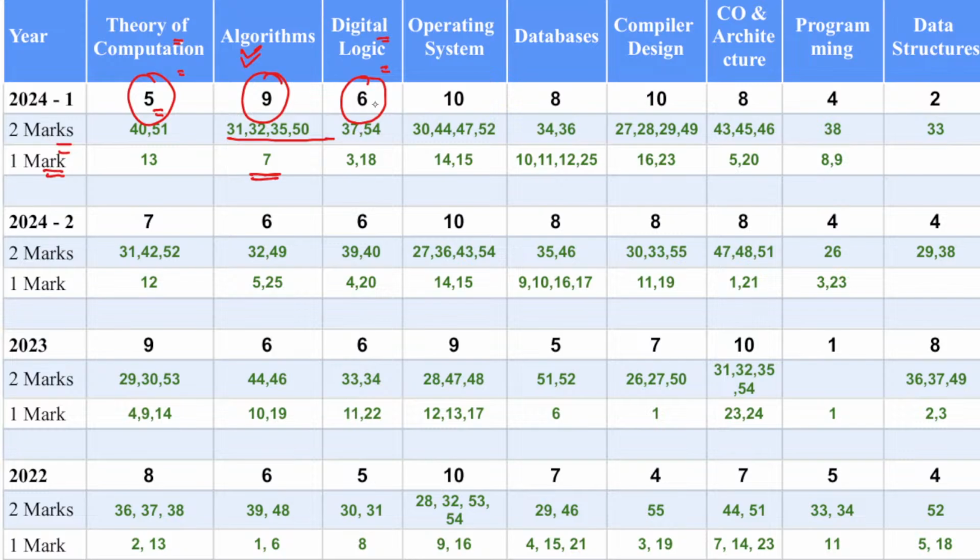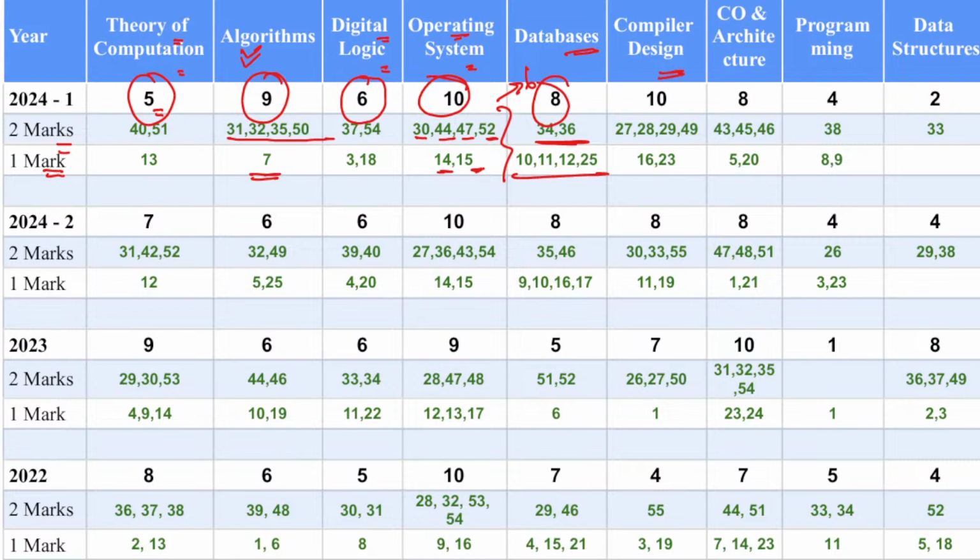Now operating system: you can see the weightage is very high, 10 marks completely. Operating system is the subject you should not skip. For 2 marks, questions 30, 44, 47 and 52 came, and for 1 mark, 14 and 15. So in total, 6 questions came for operating system. This is a must-do subject. After that, databases also have a very nice weightage of 8 marks. 34 and 36 came for 2 marks, and 10, 11, 12, 25 came for 1 mark.